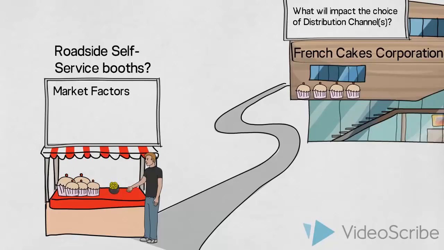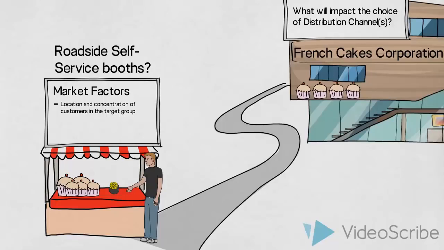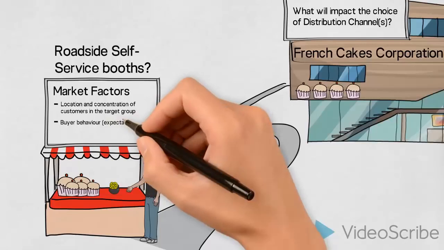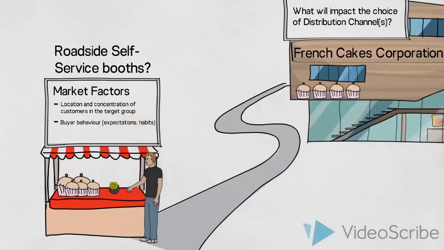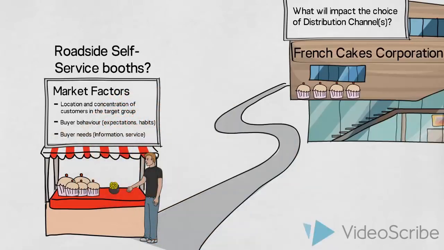Firstly, what is the location and concentration of their customers? Is it likely that they will be able to sell to a suitable amount of customers with this kind of setup? Secondly, do their customers expect to buy these types of cakes and desserts at roadside booths? If not, it could be a challenge to convince them of the value in doing so. Thirdly, we would advise them to consider whether the customers would be able to get the information and service expected when using this type of setup. Our recommendation for French Cakes Corporation would, amongst other factors, depend on their answers to these questions about market factors.